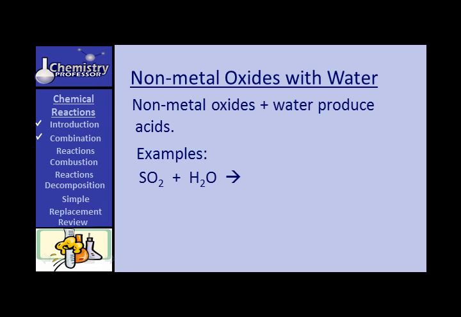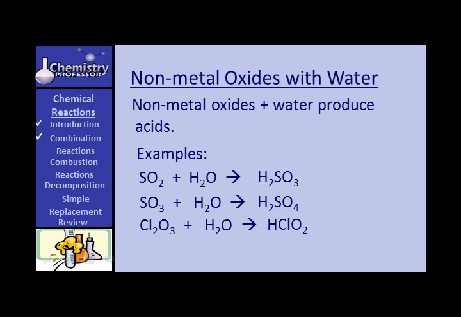Sulfur dioxide plus water will produce sulfurous acid. Okay. Sulfur trioxide plus water will produce sulfuric acid. Okay. Cl2O3 plus water produces chlorous acid. Well, at first glance, it may look quite simple, but how can you predict? Well, there are 2 ways to predict. Let's look at these.